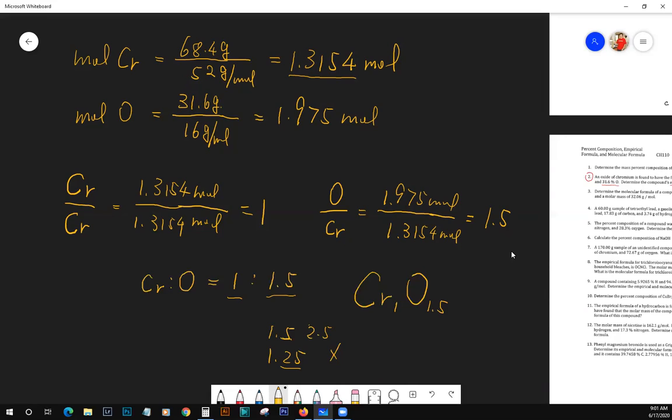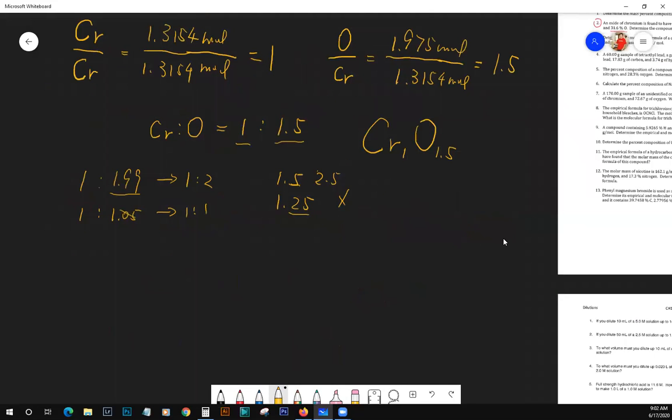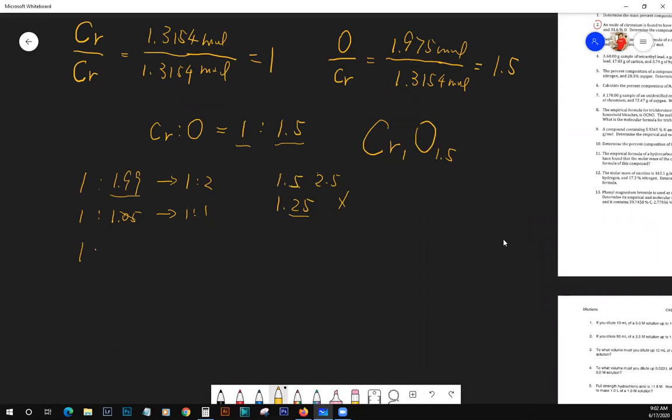If the ratio is 1 versus 1.99, then go ahead and round up to 1 versus 2. If the ratio is 1 versus 1.05, go ahead and cut the 0.05 to make 1 versus 1. But if it is 1 versus 1.5, then please don't cut the tail. You're going to keep it as 1 versus 1.5, because if you multiply by 2, you will change this to 2 versus 3.